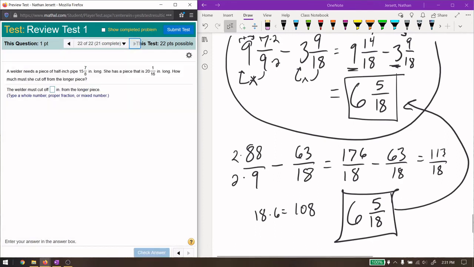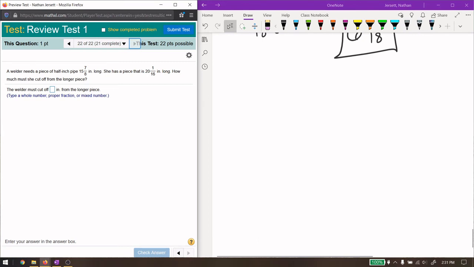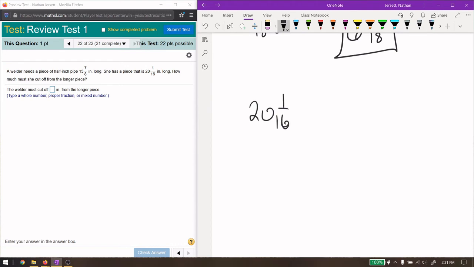Okay, last problem. A welder needs a piece of pipe 15 7/8 inches long. She has a 20 1/16 inch long pipe. How much must she cut off to get the 15 7/8? Well, that's quite easy to find. We just need to take 20 1/16 minus 15 7/8. And this tells us how much you must cut off from the 20 1/16 to make 15 7/8. I hope that makes sense.